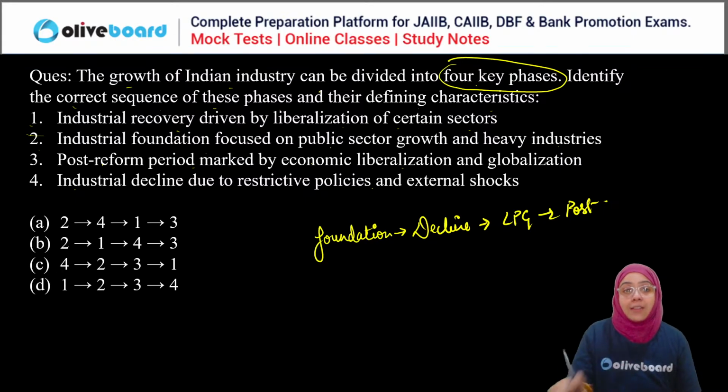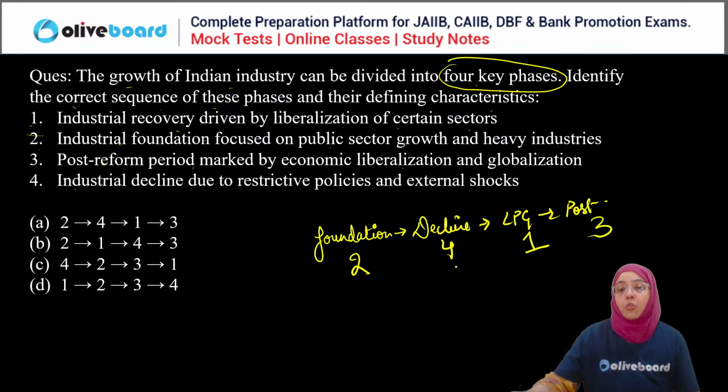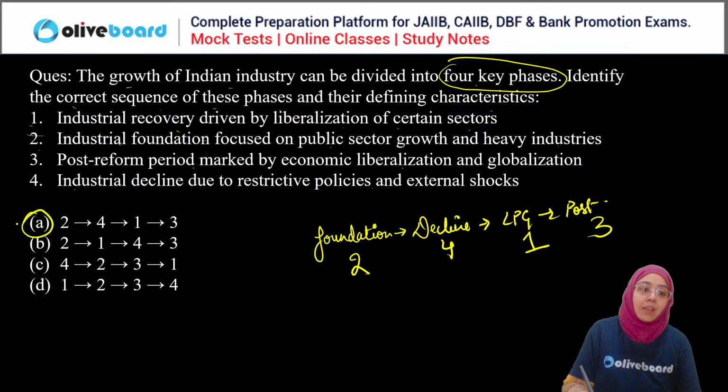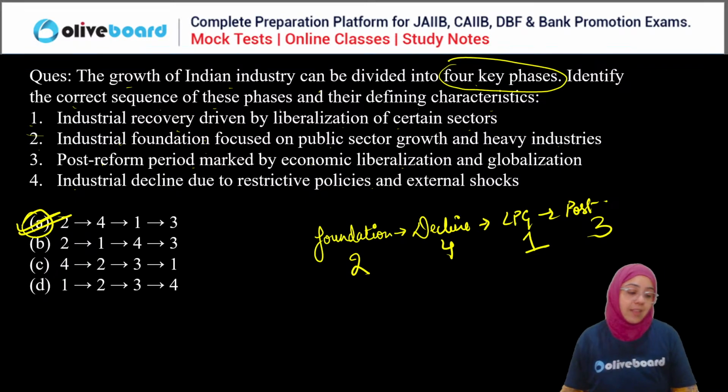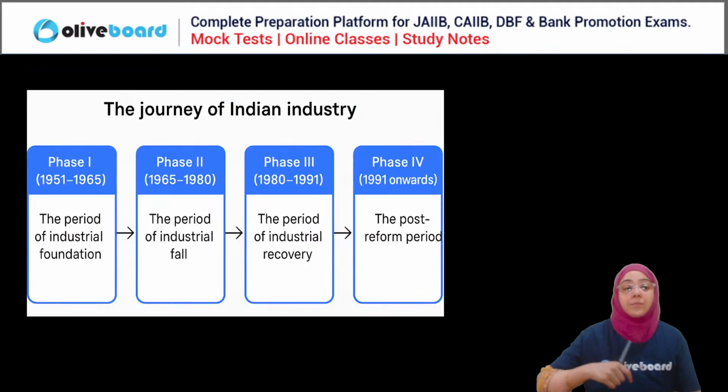So, see, first, industrial foundation phase. Second, then there was a decline phase, four. Then there was liberalization of different sectors, one. Then there was the post-reform, 2413, right? So A is the correct answer. Yes, the first option is the correct answer, everyone. Good. Next question. Before moving to the next question, this is the chart for you all.